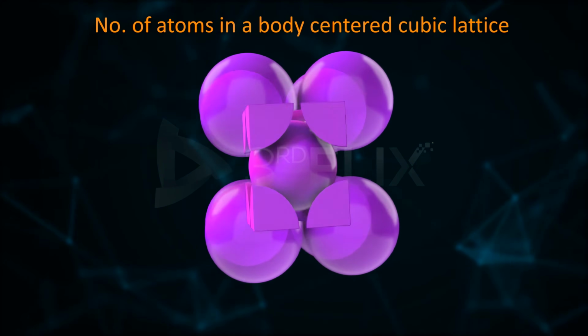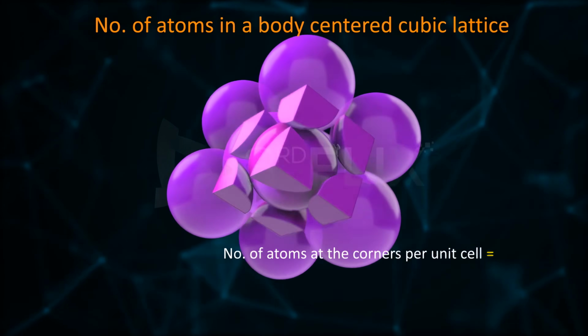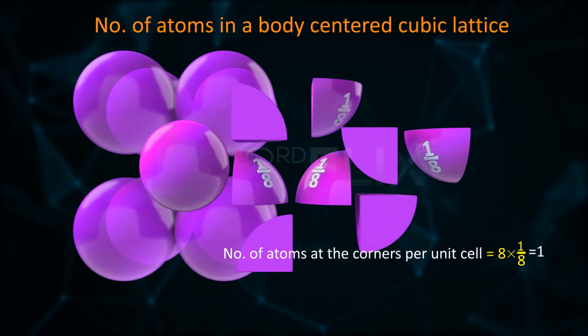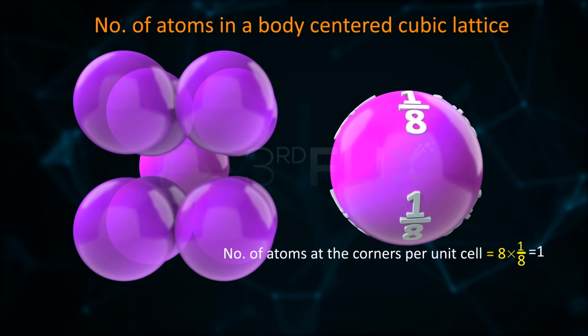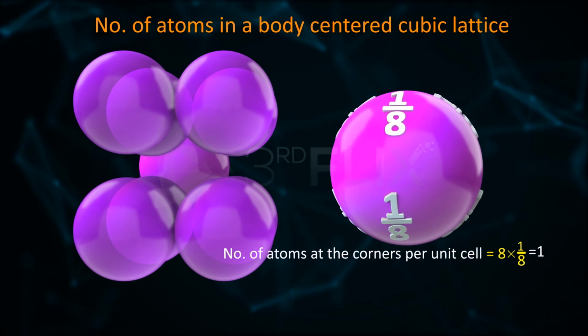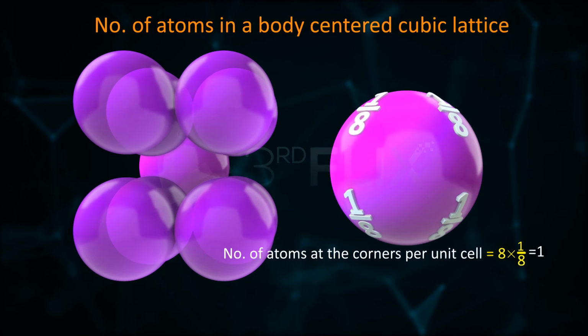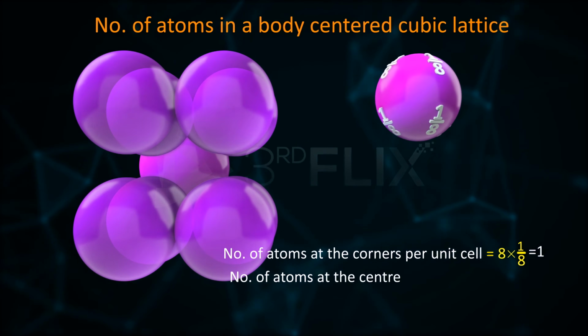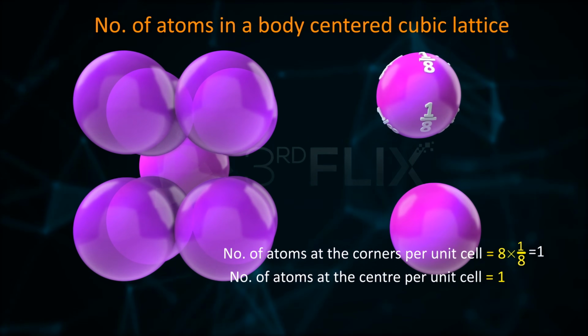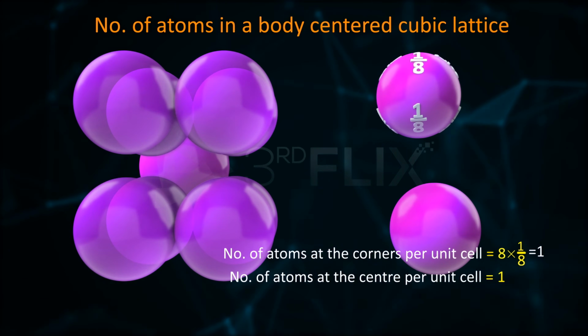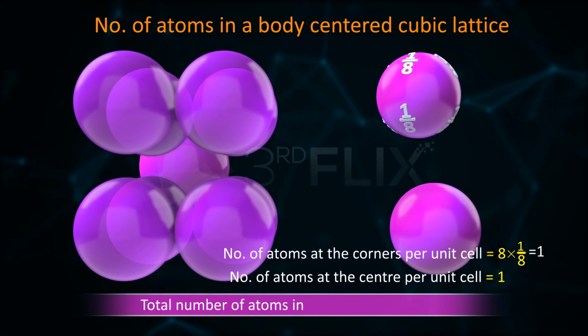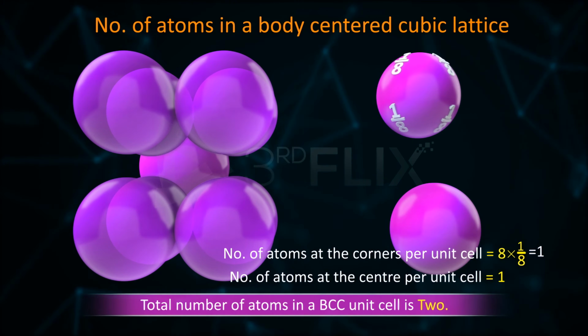Therefore, the number of atoms at the corners per unit cell is equal to 8 corner atoms times 1/8 of an atom per unit cell, which is equal to 1. In addition, there is 1 atom at the center of the cube. So the total number of atoms in a body-centered cubic unit cell is 2.